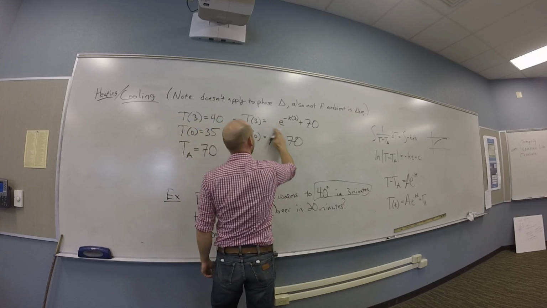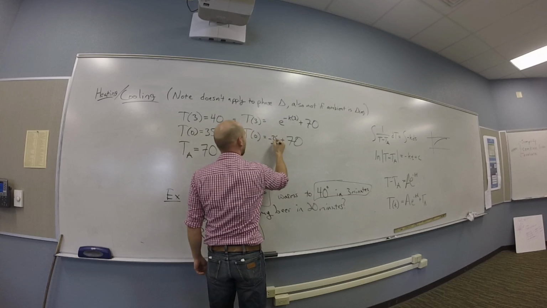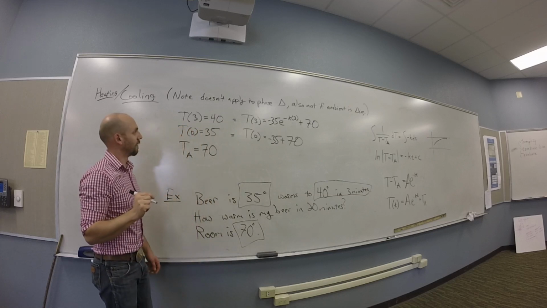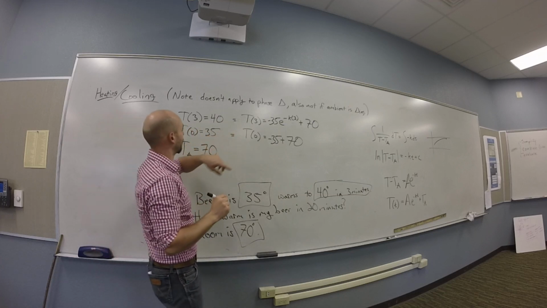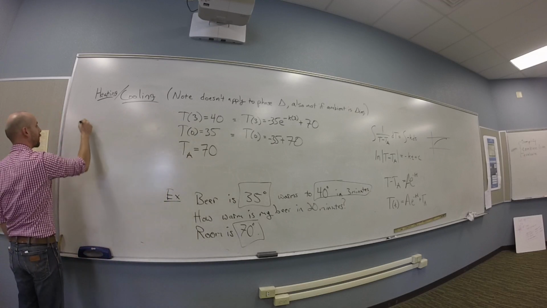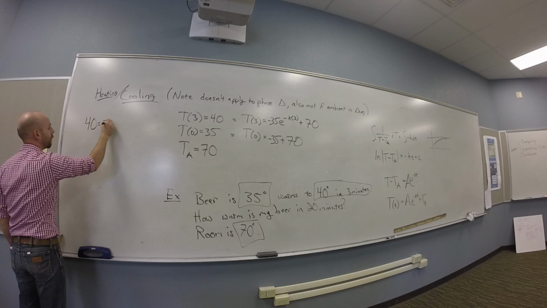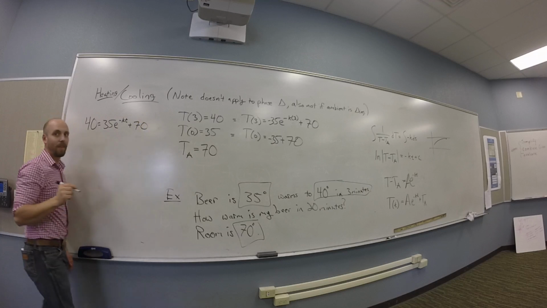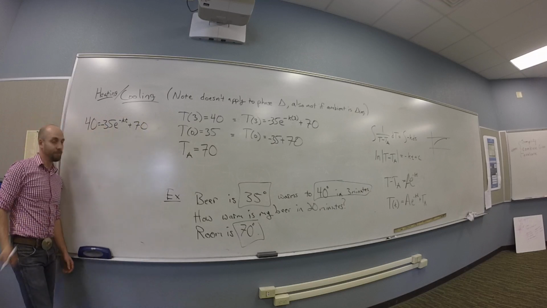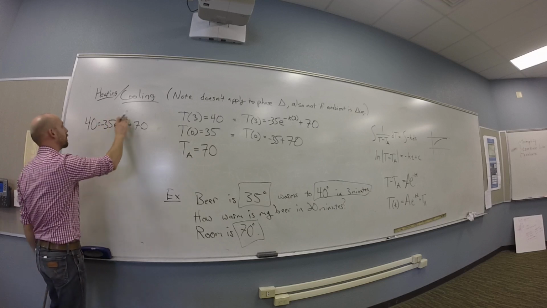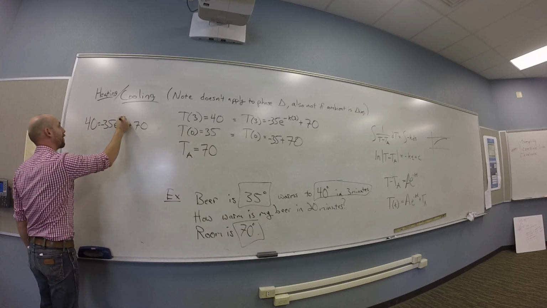Okay, so I could go back in and put negative 35, negative 35, and solve for K. Now I know what K is, right? So in that first equation, I've got 40 equals negative 35 e to the minus kt plus 70. And t would be 3 right there, so 40 equals negative 35 e to the minus 3k plus 70. Thank you.